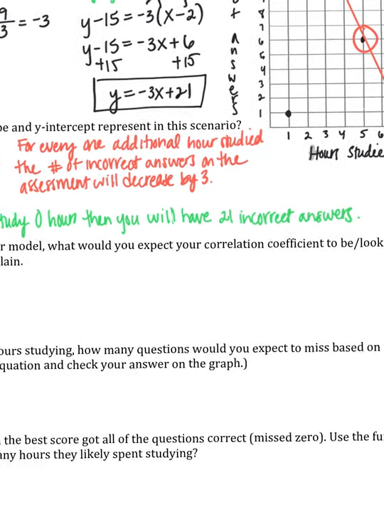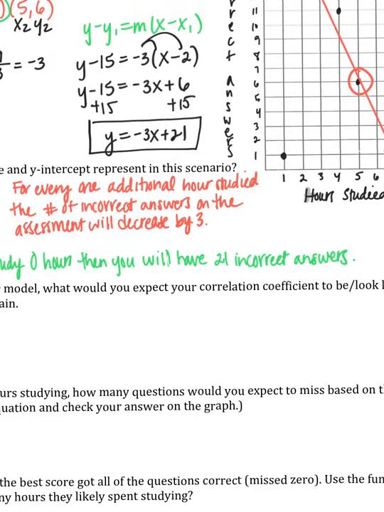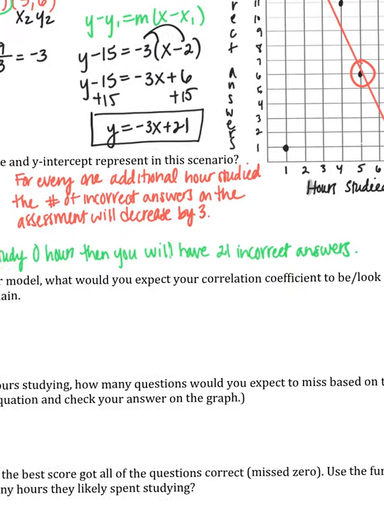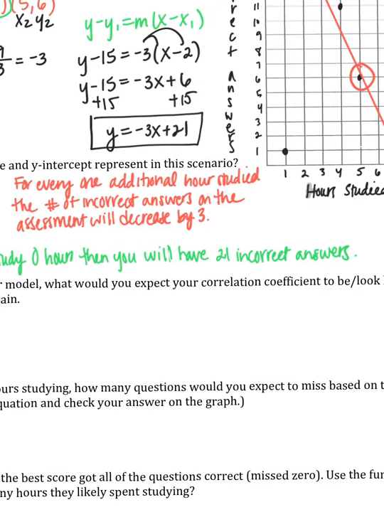Alrighty, last couple questions. Based off your model, what would you expect your correlation coefficient to look like? Make a prediction and explain. Okay, so we definitely would expect our correlation coefficient to be positive or to be negative. It cannot be positive because that line is not increasing. So the slope is negative. Our correlation coefficient should also be negative.